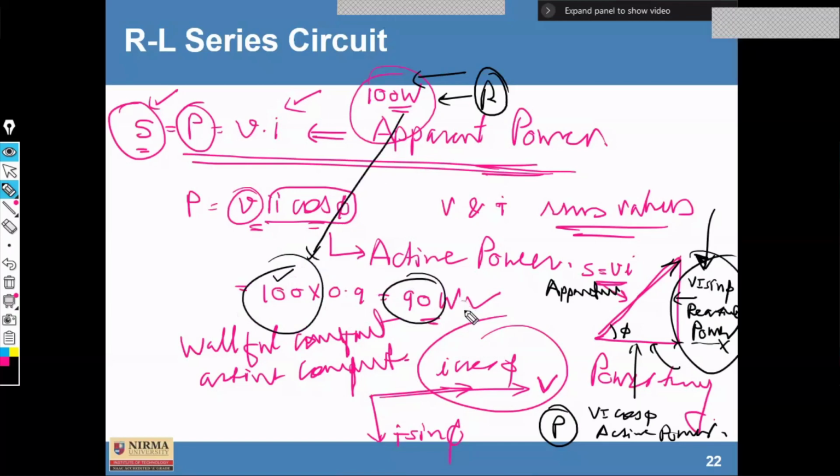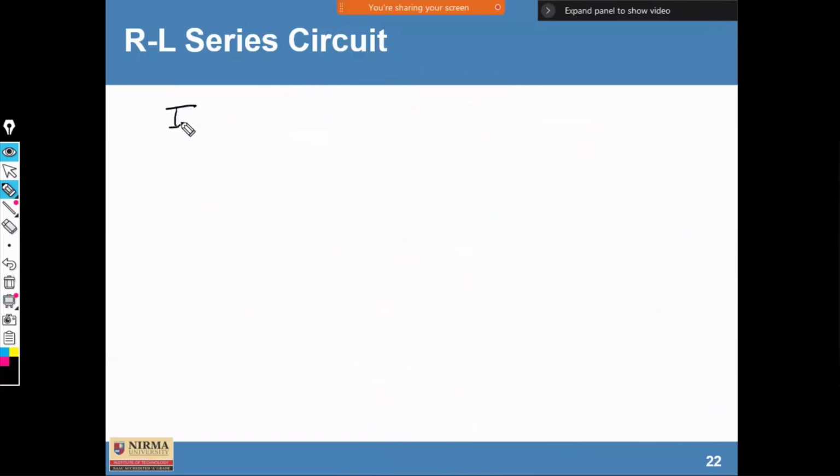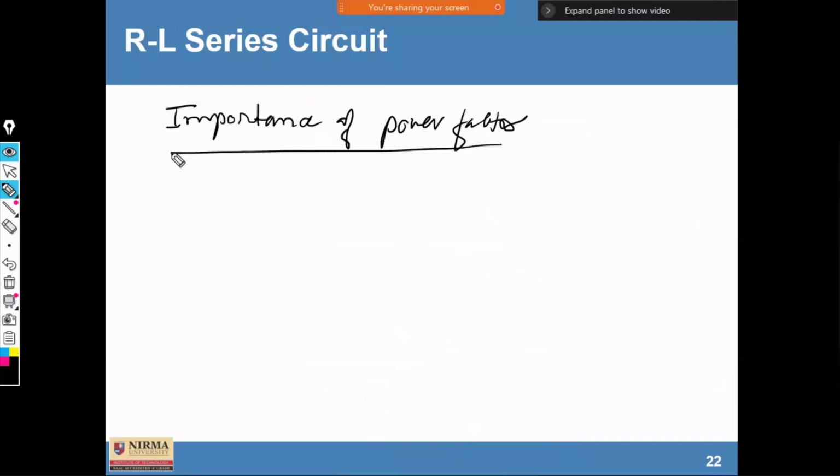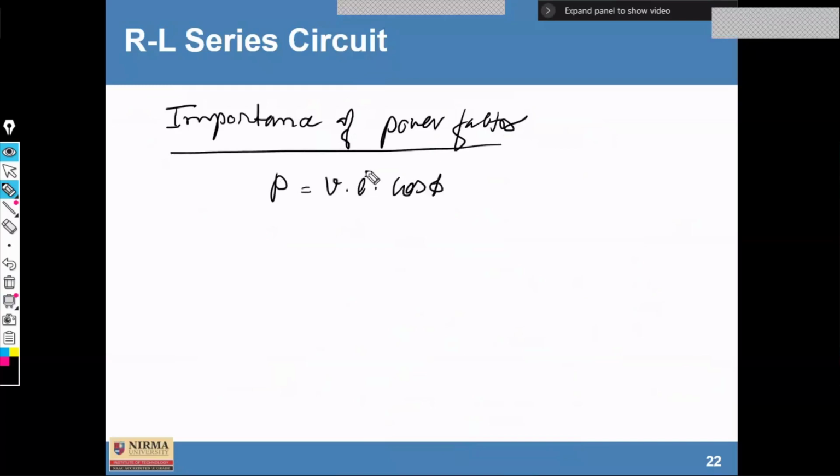Now let us come to the importance of power factor. You will understand it very clearly. Now we know that the equation is P equal to V into I into cos phi. This is what we derived for the RL series circuit. We can derive it for the RC and RLC series circuits also, with a similar equation. And from this equation, we can write the equation of I. I is equal to what? Total active power upon V cos phi.